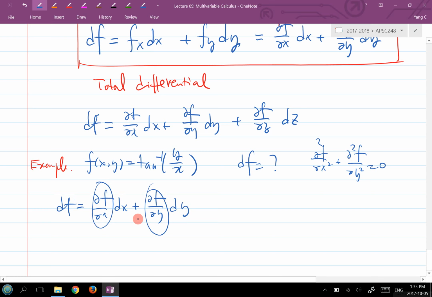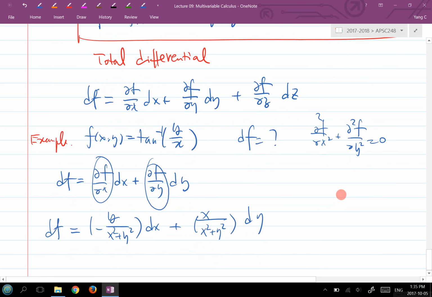If you look at the example we did, we actually already calculated these two partial derivatives. Partial f over partial x equals negative y over x squared plus y squared, and this one here equals x over x squared plus y squared. So basically, asking for the total differential, this is the result. That's it.